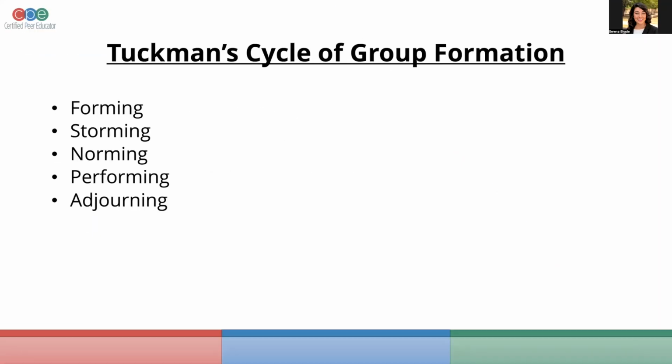So we first want to look at Tuckman's cycle of group formation. When we think about roles we play in groups, we must recognize the process of group formation is a cycle. The nature of the group and our relationships with our team members are constantly evolving. As such, we are going to talk about this five-step cycle of group formation, and the cycle includes five stages: forming, storming, norming, performing, and adjourning.